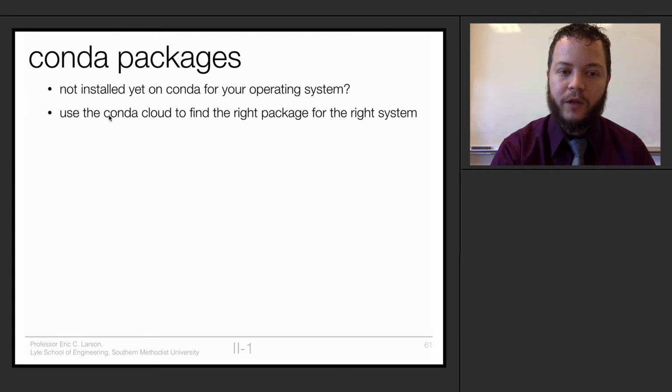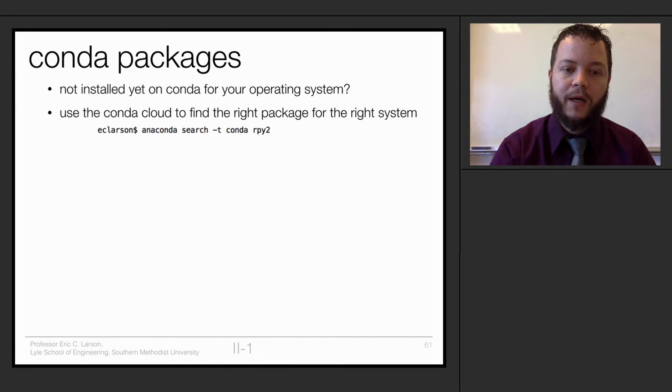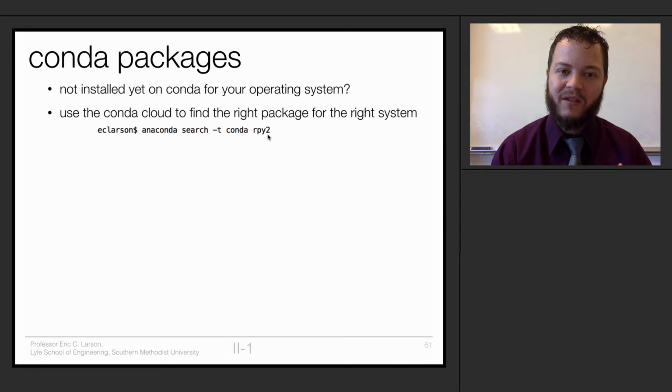And so what you can do is search what's called the Conda Cloud to find if someone has installed the right package for your system. Let's say on my terminal I wanted to look for a package called rpy2, right? And this is a package that allows R and Python to talk to one another. If I wanted to see whether that package existed or had been compiled for my Mac operating system, I would just say anaconda search, and then tell it to use the Conda version of rpy2.